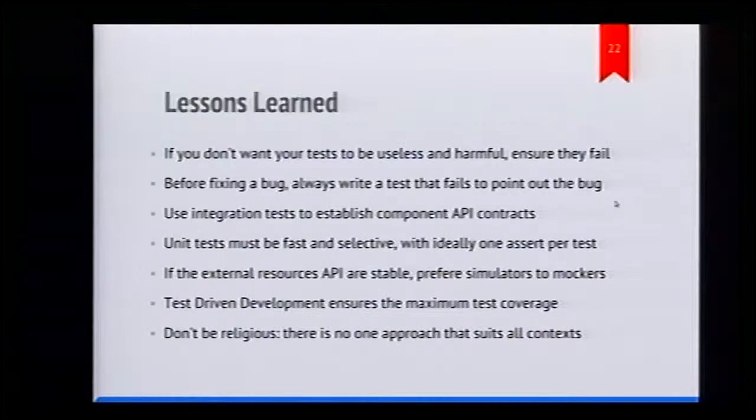So what are the lessons learned? If you don't want your tests to be useless and harmful, ensure they fail. Before fixing a bug, always write a test that fails to point out the bug. Use integration tests to establish component API contracts. Unit tests must be fast and selective, ideally with one assert per test. If the external resources' APIs are stable, prefer simulators to mockers. And test-driven development ensures the maximum test coverage. And don't be religious. There is no one approach that suits all contexts. And that's all. Thanks for coming.